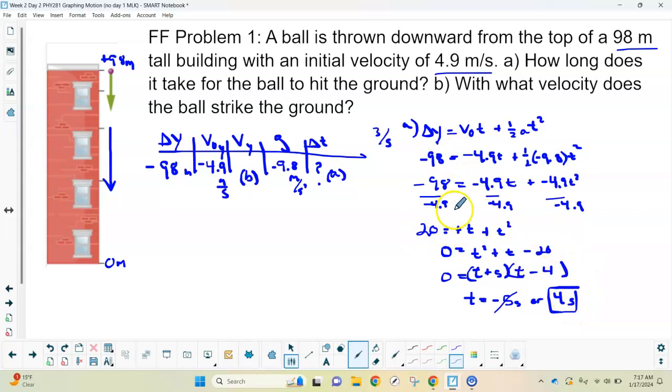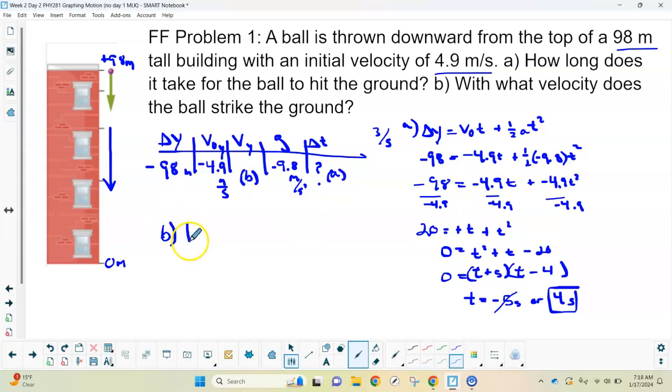So you could definitely do it that way. We just did it using factoring. You could have used the quadratic formula. You could have also solved for part B first, used an equation that didn't have time in it, and then gone back and solved for time. Either way, it works out. Let's go ahead and solve for part B.